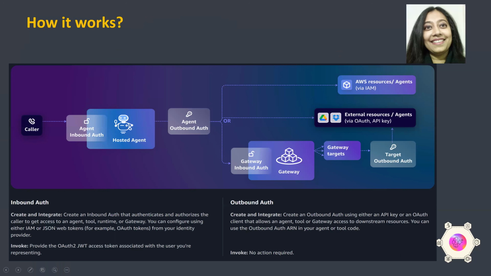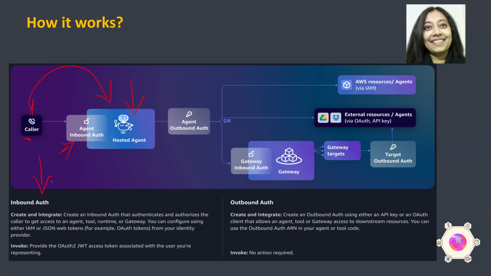Now let us look at how AgentCore Identity works. So you have a caller over here. This is our hosted agent. Our caller basically calls this hosted agent. Our caller will have to authenticate and authorize themselves. So this is inbound authentication and authorization. That is mentioned right here.